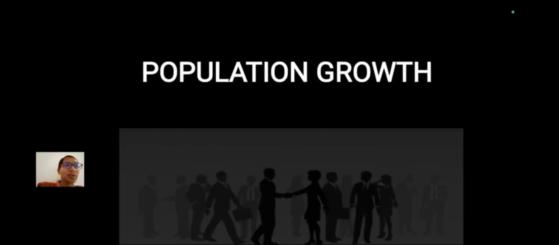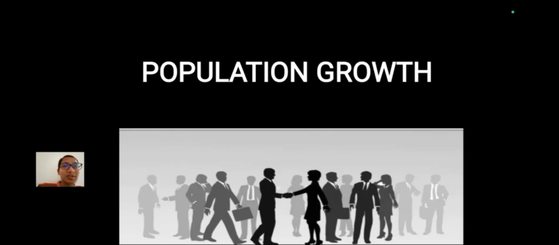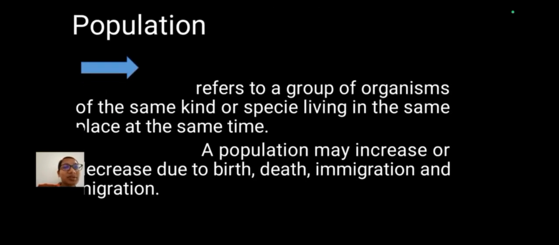Population growth, a biggest problem nowadays in our country as well as the world, also suffering for overpopulation. Now I am discussing about it. Population refers to a group of organisms of same kind or species living in the same place at the same time. A population may increase or decrease due to birth, death, immigration and migration.